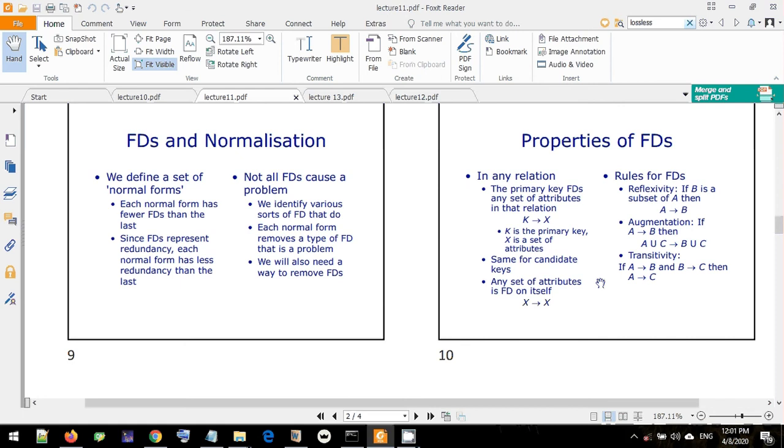Rules of functional dependency. There are three main rules of functional dependencies. We have reflexivity, augmentation, and transitivity. Reflexivity: if B is a subset of A, then we say that A functionally depends on B. Augmentation: if A functionally depends on B, we can say A union C functionally depends on B union C. We shall look at this shortly. Transitivity: if A functionally depends on B and B functionally depends on C, then A functionally depends on C.